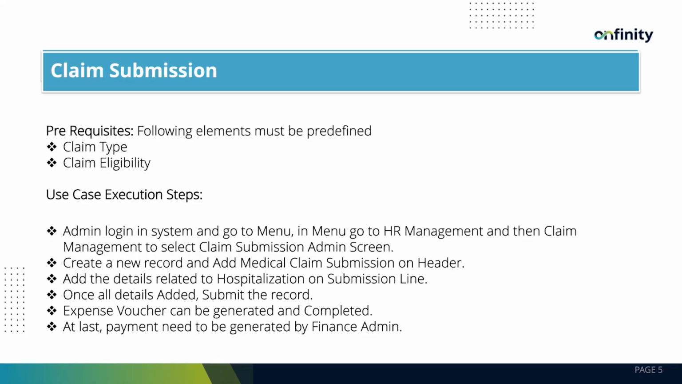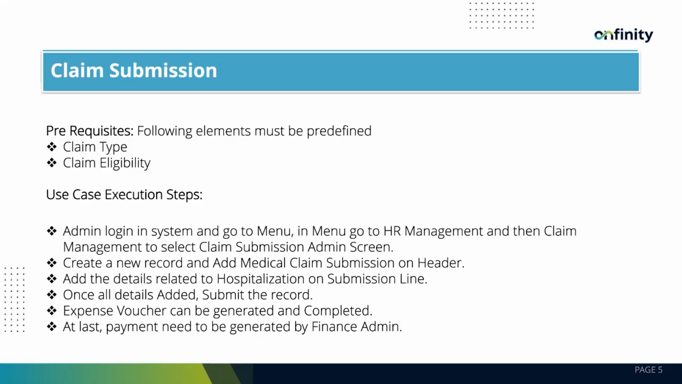Execution steps. The admin logs into the system. The admin navigates to menu, then to HR management, then to claim management, and finally to claim submission admin screen. The admin creates a new record and enters medical claim in the claim name field on the header section. On the submission line, the admin adds all relevant hospitalization details. Once all necessary information is entered, the admin submits the record.